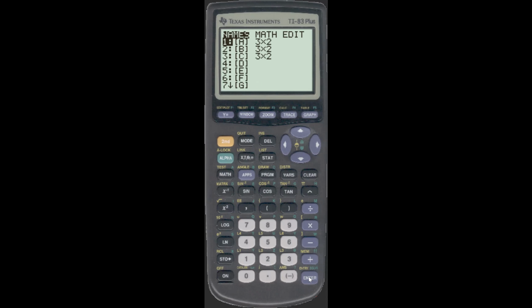And this time you actually grab the matrix. You don't go to edit. You just click on second matrix A plus second matrix B minus second matrix. And then you grab the third one there, C. And then you hit enter, and there's your answer. Perfect.